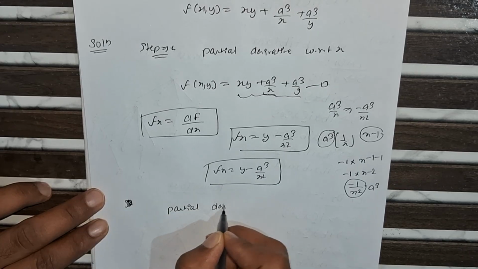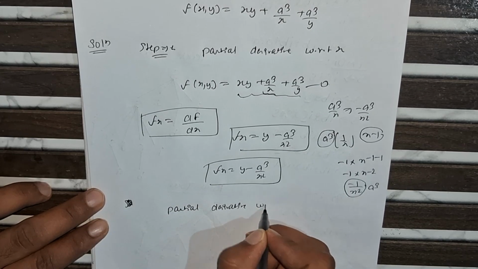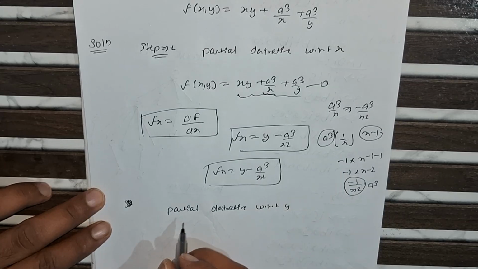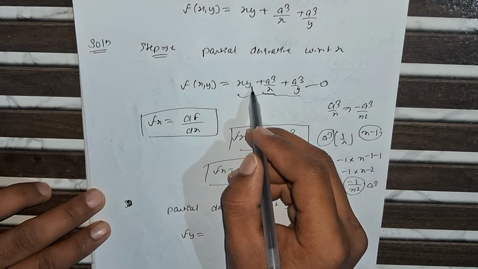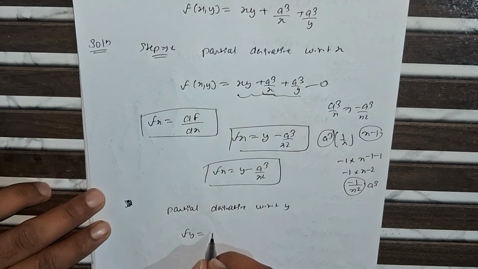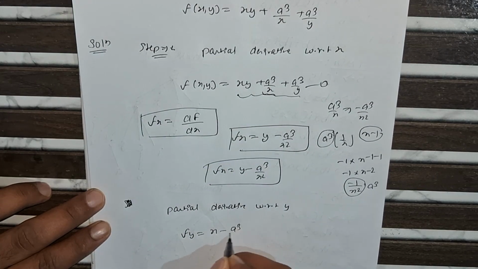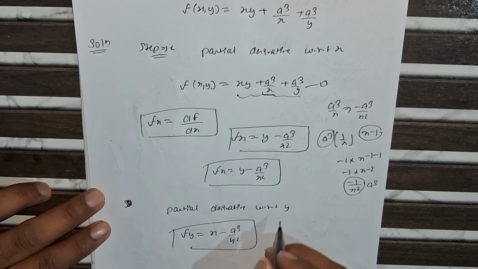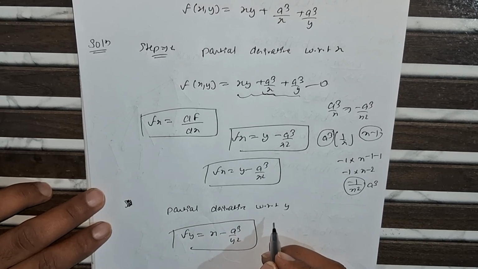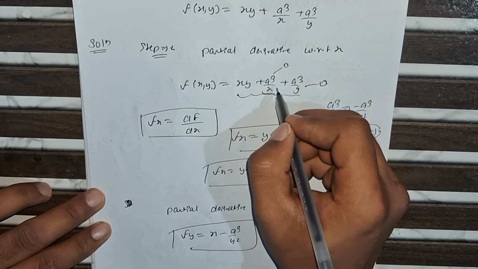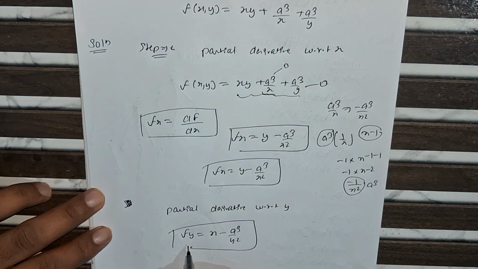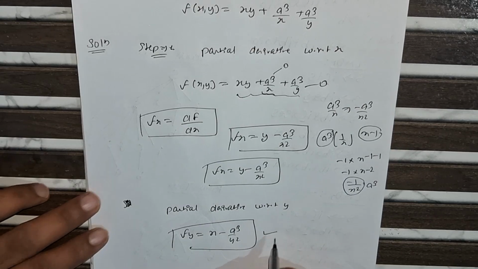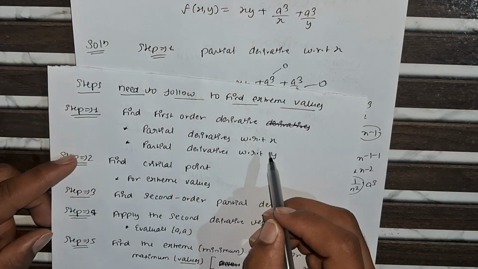Now, like this we have to find the partial derivative with respect to y. So like this, fy is equals to, differentiation of y is 1, with this is x, minus a³/y². Like this we have to find derivative of y. So for y this becomes 0 because there is no y term, that's why this is a constant for y. So like that we have to find the partial derivative of y. This is our partial derivative of y. So now we have completed our step 1.